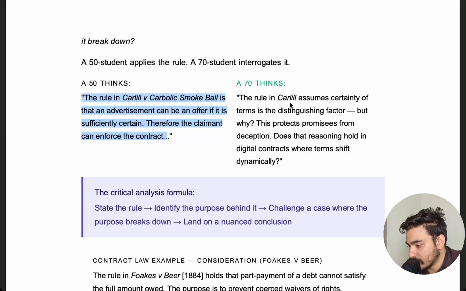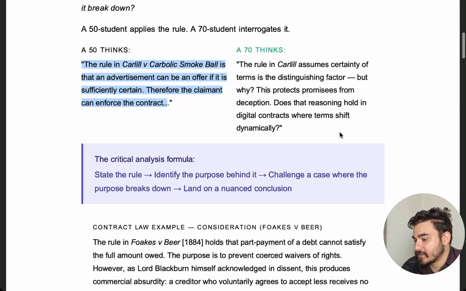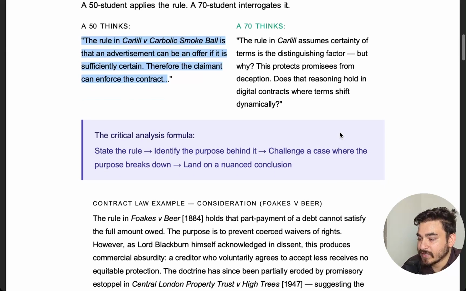The rule in Carlill assumes certainty of terms is the distinguishing factor. But why? This protects promisees from deception. Does that reasoning hold in digital contracts where terms shift dynamically? Now, if you look at it, this is critical analysis. They have introduced a completely new term, digital contracts, into the conversation, and if an examiner is reading this, that examiner is going to be blown away. And when an examiner is blown away, 70, that's where you get it.